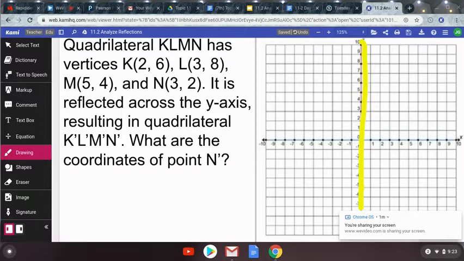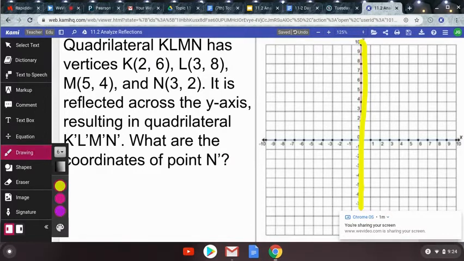Now I'm going to go through and plot the ordered pairs that they gave me. So I'm going to change the color. Perfect. K is (2, 6). So I start at the origin every single time. There's the origin, right 2, up 6.